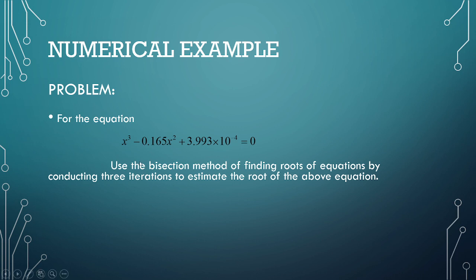Now we can look at an example here: x cube minus 0.165 x square plus 3.993 into 10 power minus 4 equal to 0. We have to use this equation and find the roots, to find where the antenna, which is transmitting or receiving, has the maximum of the radiation pattern or angle.